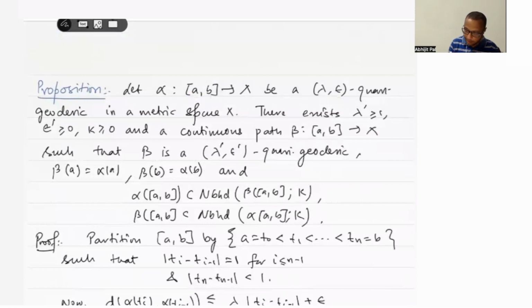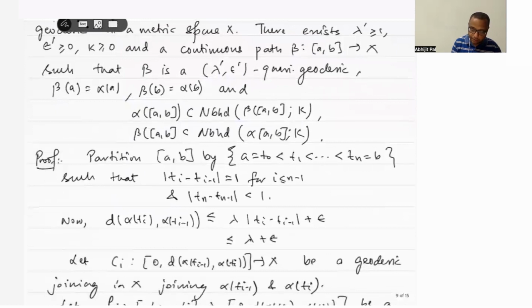Then there exist lambda prime, epsilon prime greater than or equal to 0 and k greater than or equal to 0, and a continuous path beta defined on this closed interval [a, b] such that beta is a (lambda prime, epsilon prime) quasi-geodesic. The endpoints of beta are the same as the endpoints of alpha, and alpha lies in the k-neighborhood of beta, and beta also lies in the k-neighborhood of alpha. Lambda prime, epsilon prime, and k depend only on lambda and epsilon. So how to prove this?